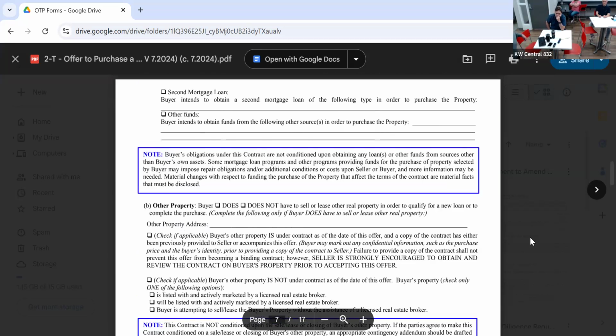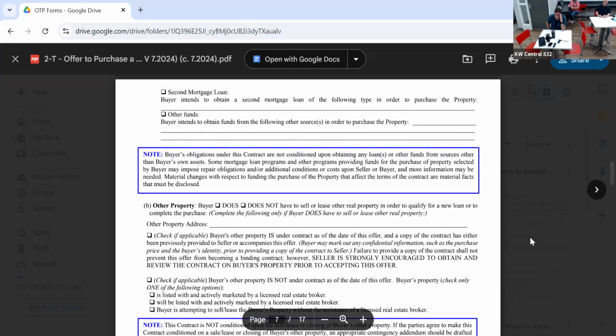Again, this just goes through whether it's a second mortgage or other funds. Other funds is where you would see if it's a hard money loan. The funds are coming from somewhere other than a lending institution, an investor, those sorts of things. Or they could be obtaining funds from a family member, which in essence would be cash.